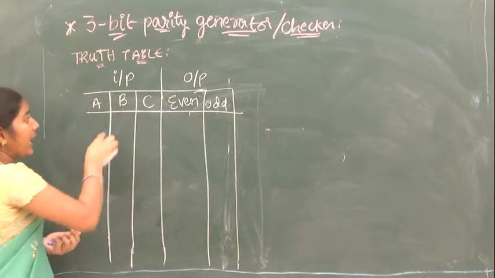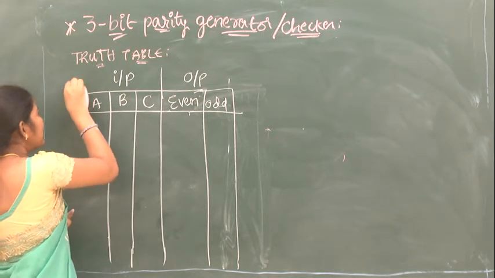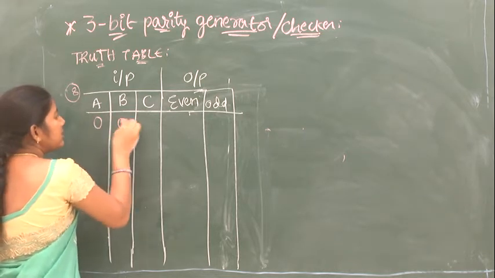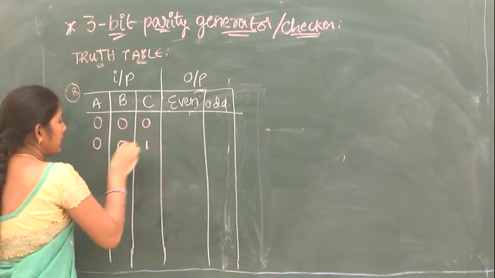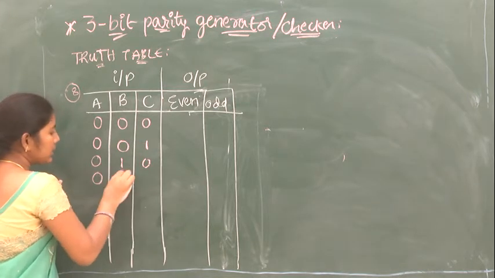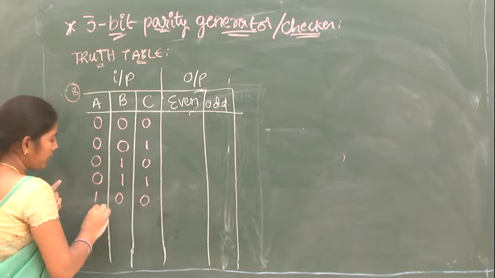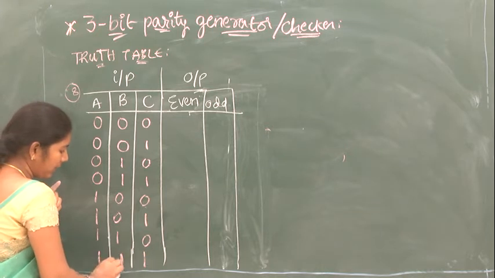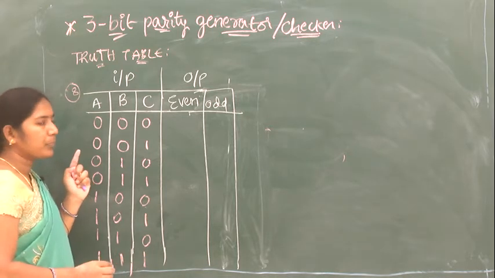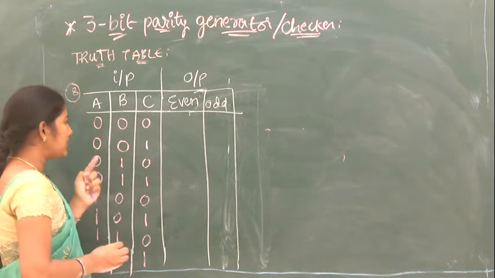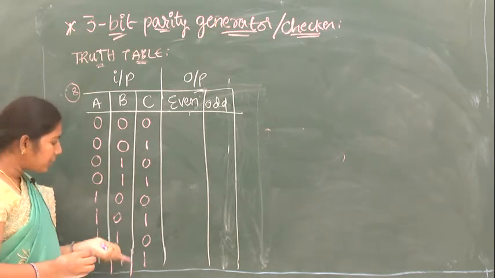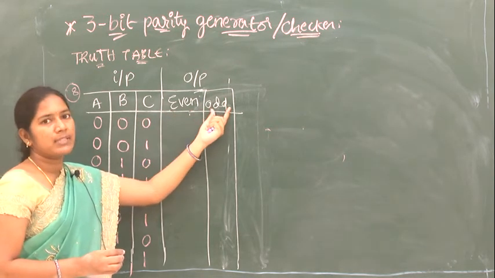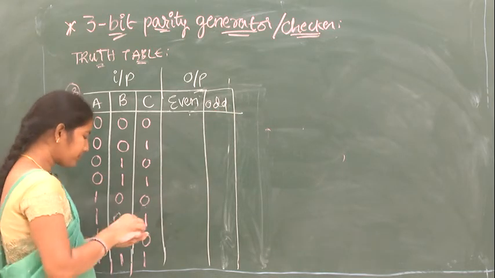As we have 3 inputs, 8 possible input combinations are possible. So I'll consider those: 0 0 0, 0 0 1, 0 1 0, 0 1 1, 1 0 0, 1 0 1, 1 1 0 and 1 1 1. These are the 8 possible input combinations. For all these input combinations, we need to find the even parity bit as well as the odd parity bit.